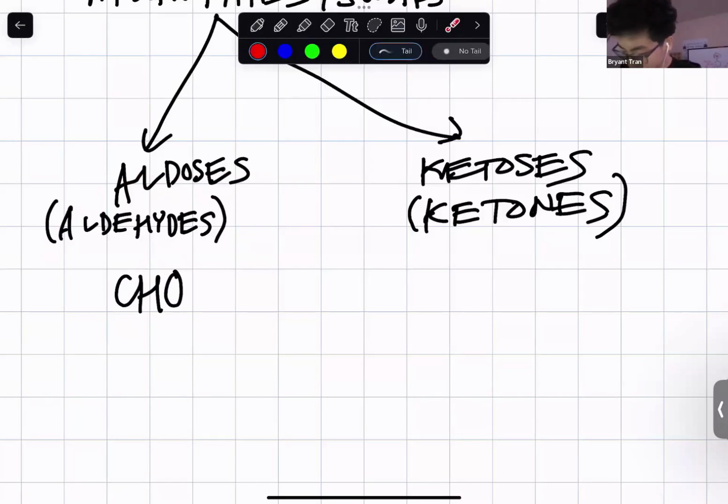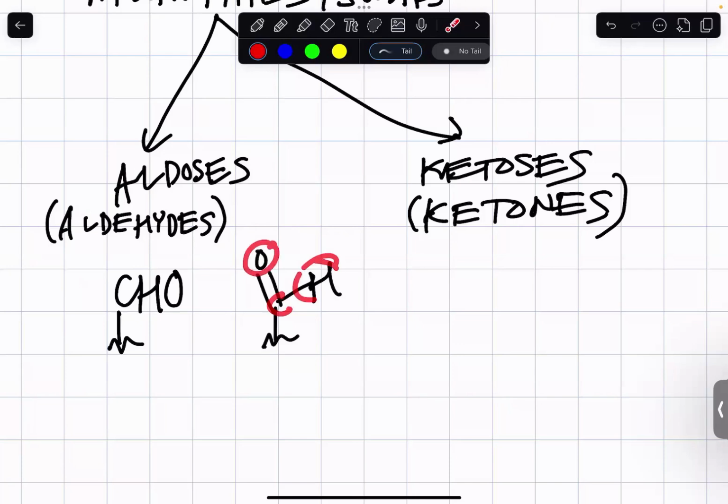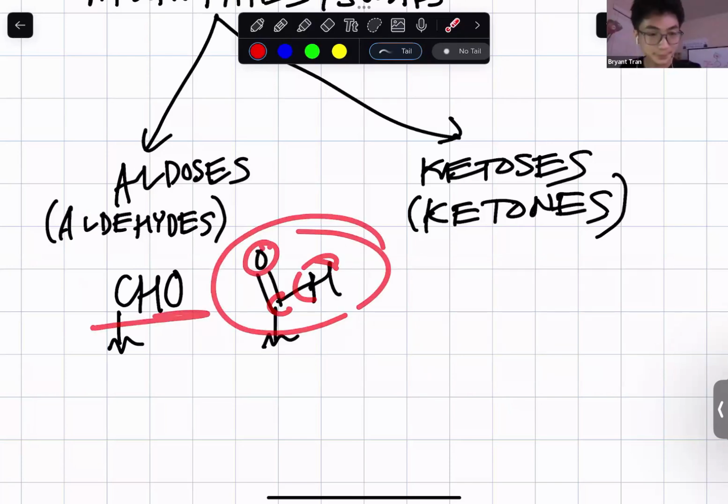When you see CHO in the Fischer projection, let me write that squiggly line to show that it's attached to something. This aldehyde right here is the CHO. The C is right here, the H is right there, the O is right there. That's the CHO.